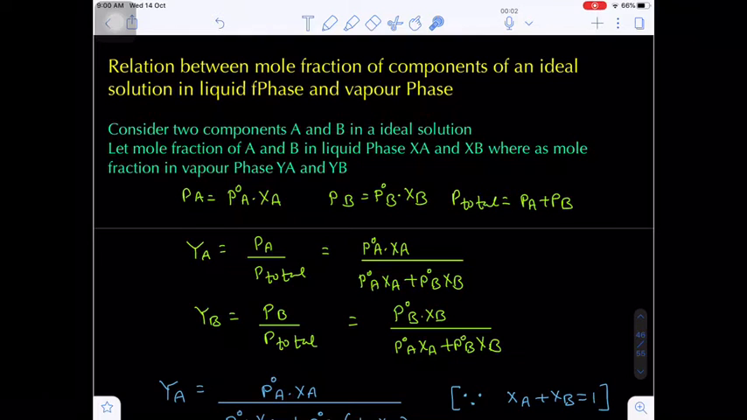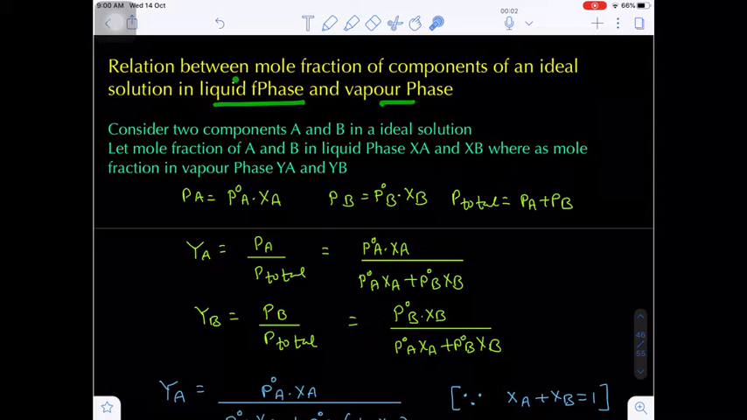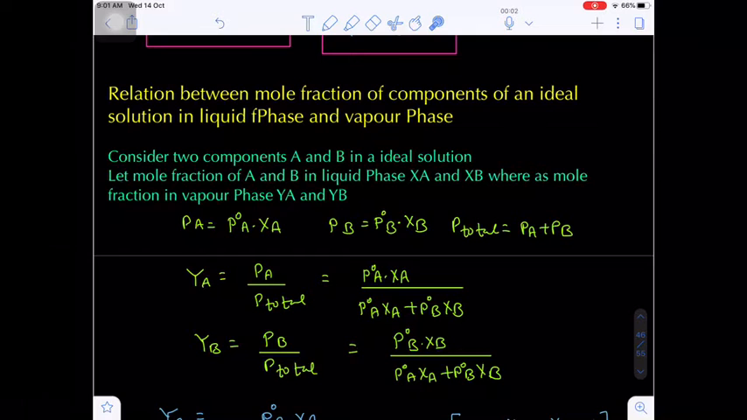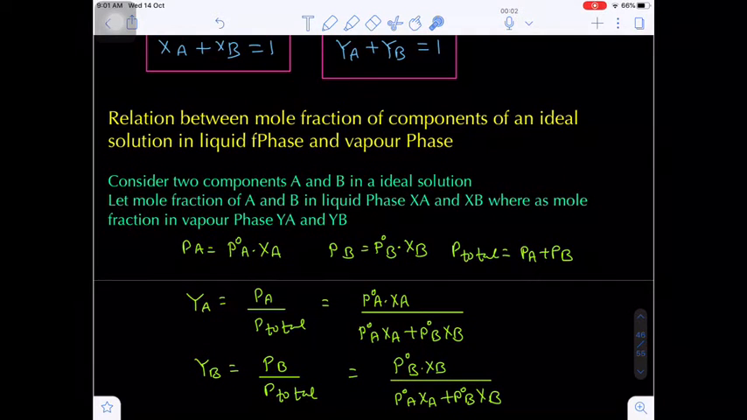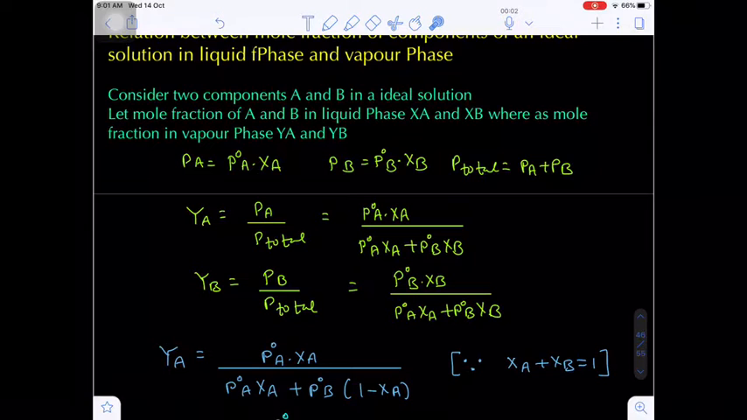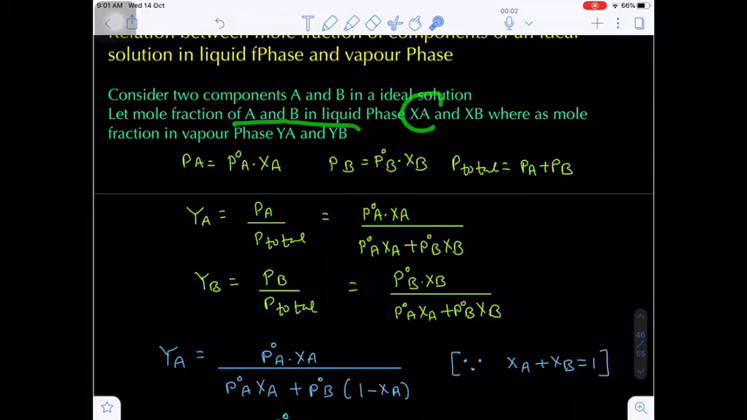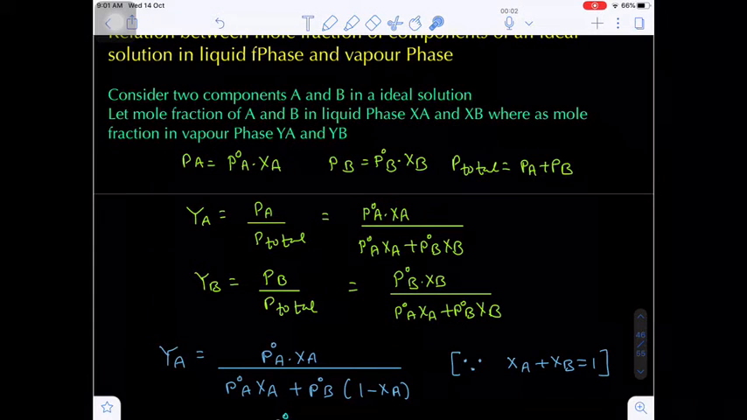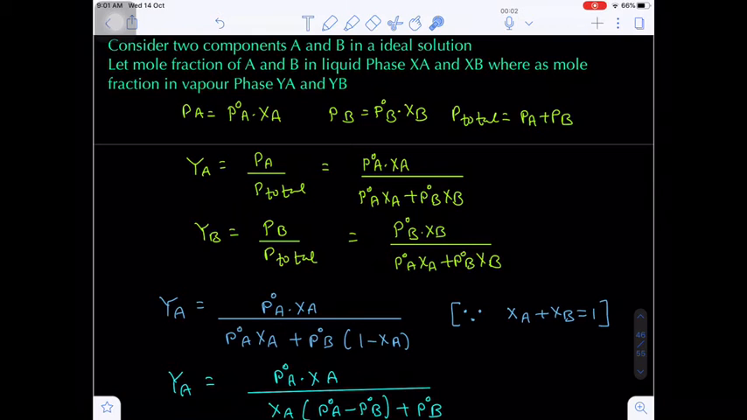Okay, now the relation between the mole fraction of a component of a solution in the liquid phase and vapor phase. What is the relation between the mole fraction of a component in the liquid phase as well as in the vapor phase? Are you getting my point? Now let's suppose we consider two components A and B. Okay, in an ideal solution, the mole fractions of components A and B in the liquid phase will be Xa and Xb, whereas in the vapor phase it is Ya and Yb. Are you getting my point?